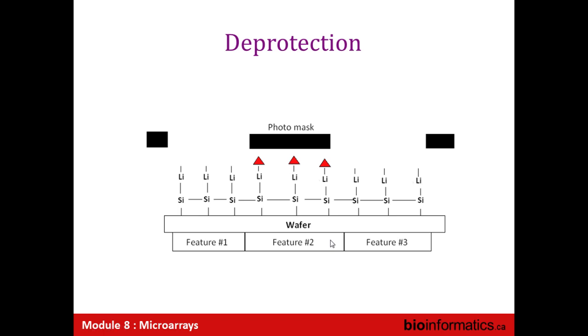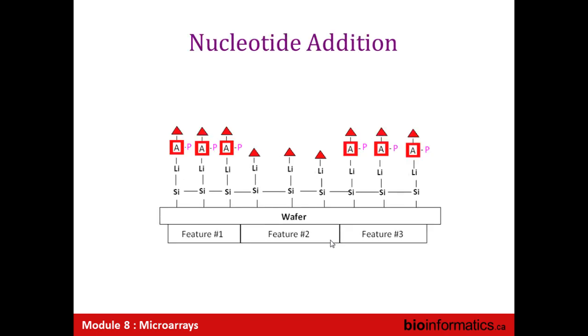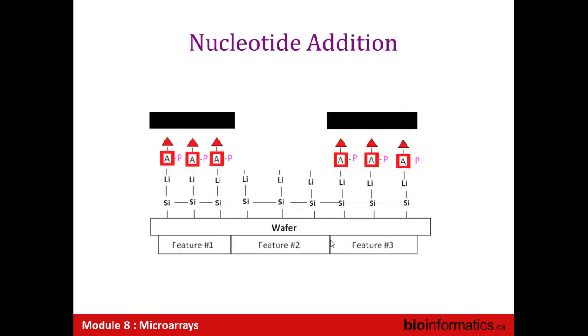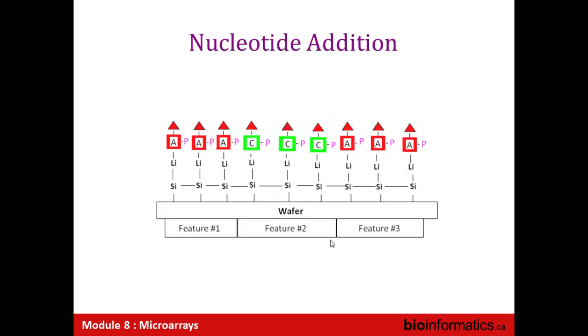And now we're going to pass a solution of modified nucleotides over the chip. The modified nucleotides are going to have the ability to bind to this linker molecule. And so here they're A's. They're A's binding onto the chip, and they will bind everywhere where the linker molecule is activated, features 1 and 3. And now we're simply going to repeat this. We're going to protect features 1 and 3, activate feature 2 with UV light, pass over a different nucleotide onto the activated area, and now feature number 2 has an issue. We can continue doing this.